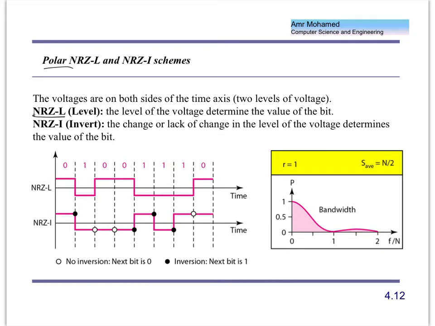What is the advantage of this? The only advantage of the non-return to 0 is that it tries to improve the baseline. Why? If we think about consecutive zeros, the voltage level is always positive using this scheme, right? Which means that the baseline will start to increase, which is similar to the unipolar non-return to 0.